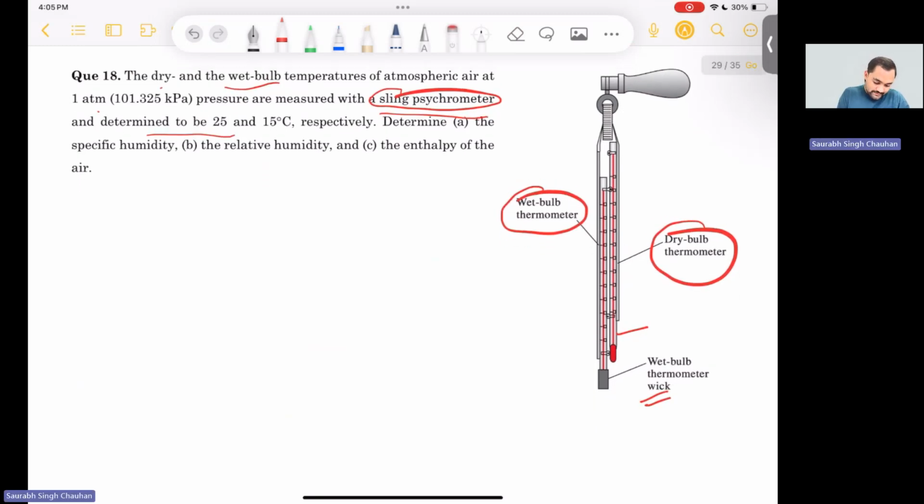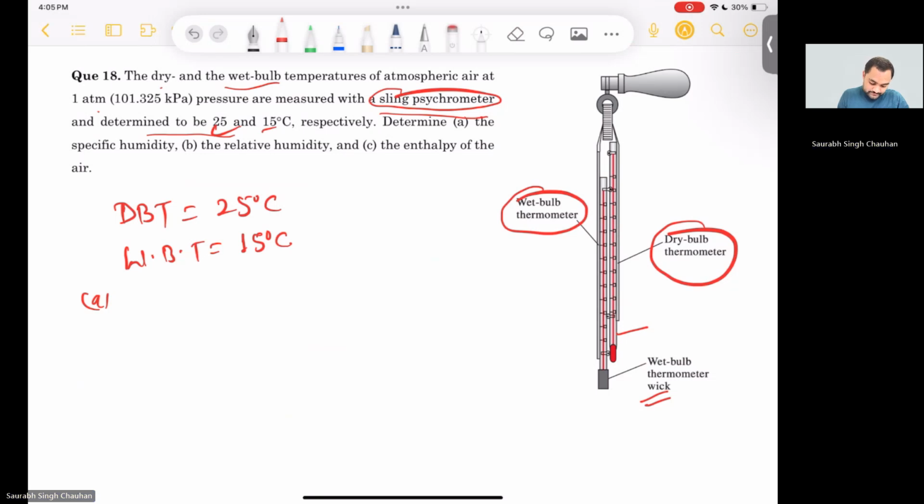So we have both the temperatures. Dry bulb temperature it is 25 degrees Celsius, wet bulb temperature it is 15 degrees Celsius, and we have to find the specific humidity. I will not solve this question, but I will tell how to solve so that you can solve it by yourself. Specific humidity you can calculate using this relation.